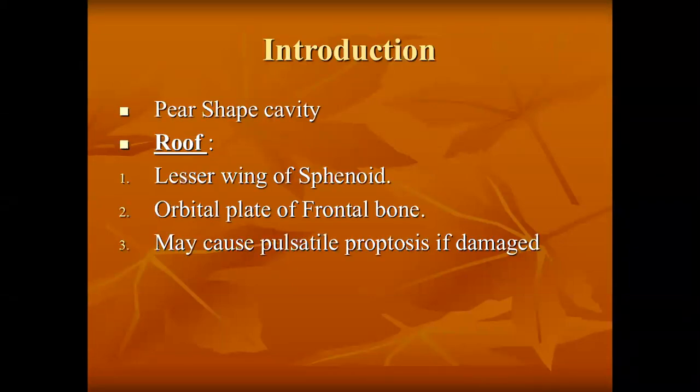Okay, now first of all we will be going through the normal anatomy of the orbit, which is basically a pear-shaped cavity. This is a bony cavity which supports the eyeball. You all know that the eyeball is a soft structure and it needs some support from outside. Wherever there is a hollow and soft structure, it needs support from outside.